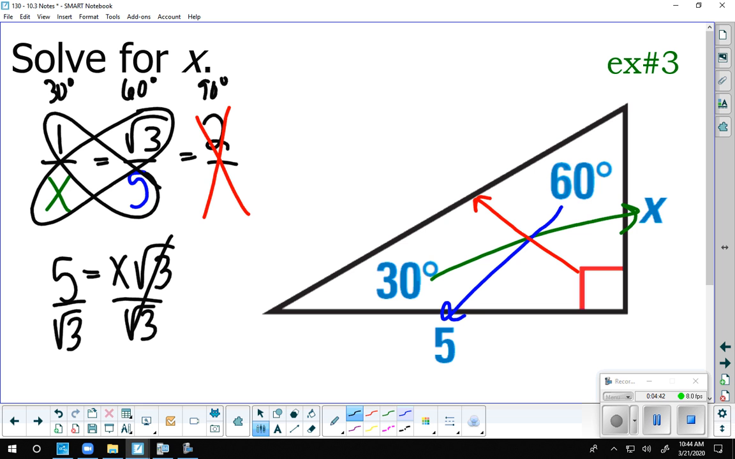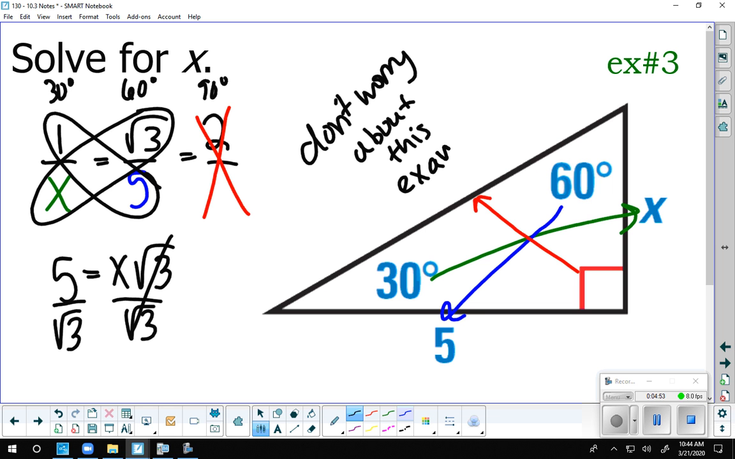Actually, I'm not going to have you do these problems. Don't worry about this example. I'm actually going to take these out of your homework because we're going to have to do something called rationalizing the denominator, and I don't want you guys to have to worry about that. So do not worry about this example, and I will not put them in your homework.